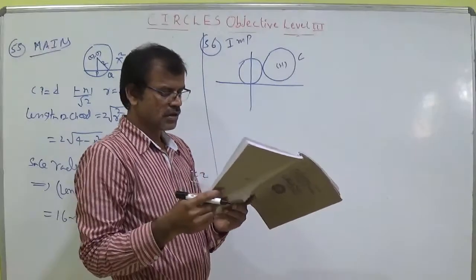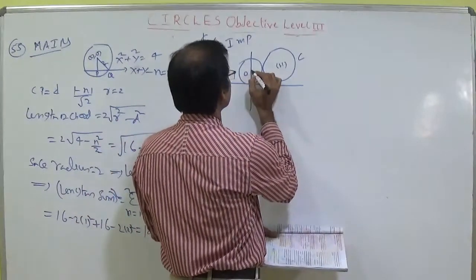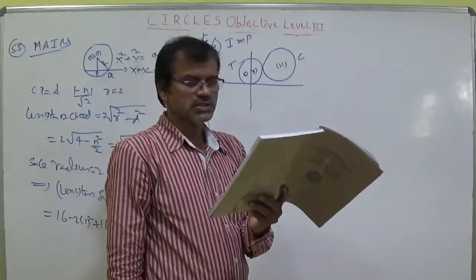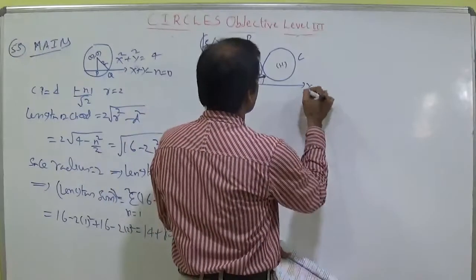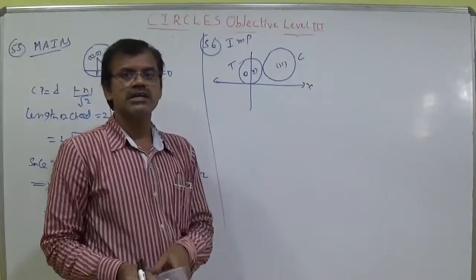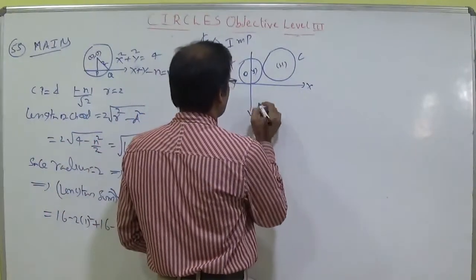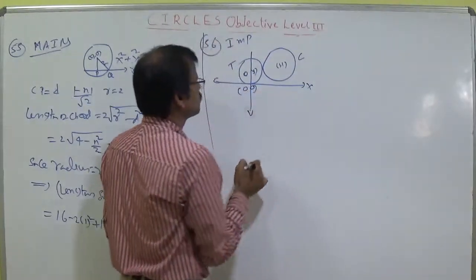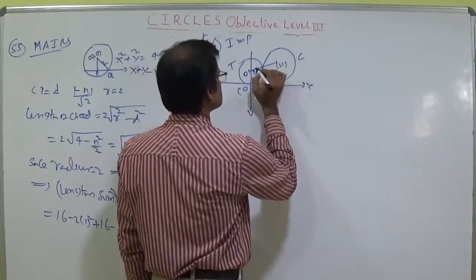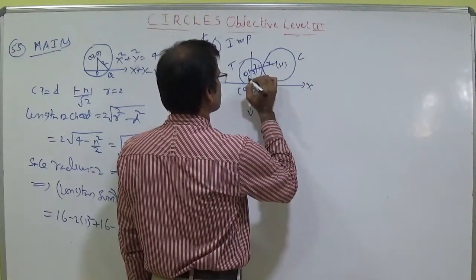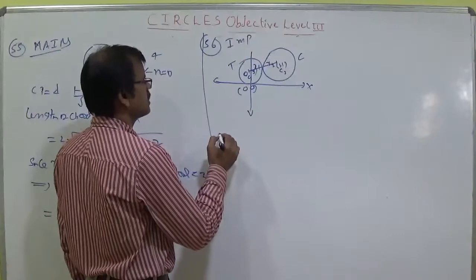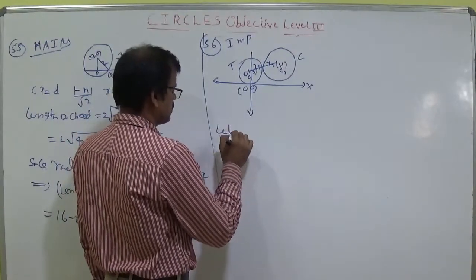If T is the circle centered at 0, y, passing through the origin, then the second circle T is touching the x-axis at the origin. So here the condition of tangency: this is R1, this is R2, this is C1 and this is C2. C1C2 is equal to R1 plus R2.